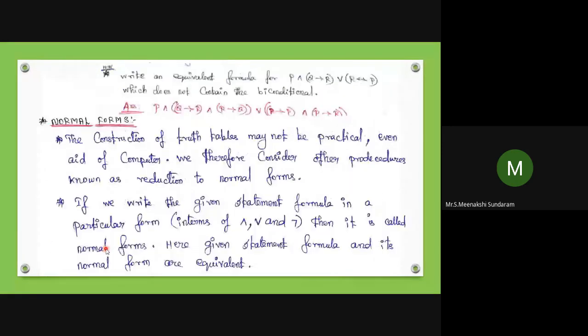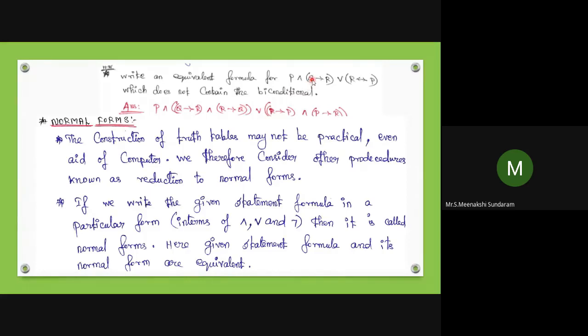So write the equivalent formula for P conjunction Q to P. Try it at home itself. P conjunction Q to disjunction or biconditional P, Q biconditional or this is also. You can try at home, a formula which does not contain the biconditional. We want to remove the biconditional symbol from this.